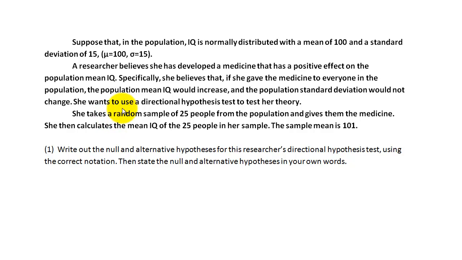Then she calculates the mean IQ of the 25 people in her sample. The sample mean is 100. Write out the null and alternative hypothesis for this researcher's directional hypothesis test using the correct notation. Then state the null and alternative hypothesis in your own words. Okay.